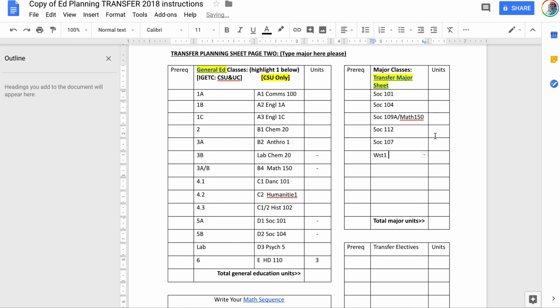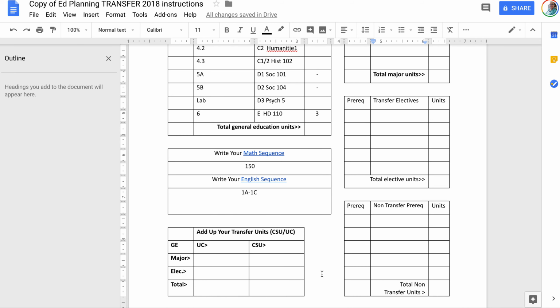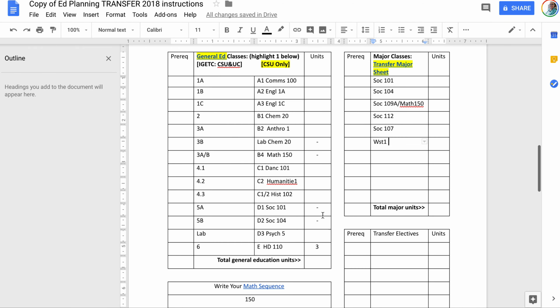Alright, so put the units down, put any prerequisites down, and then add up your total units down here. That's part 2. So that's what you'll resubmit, because on the form that you had filled out before, the classes were in the wrong areas and whatnot.